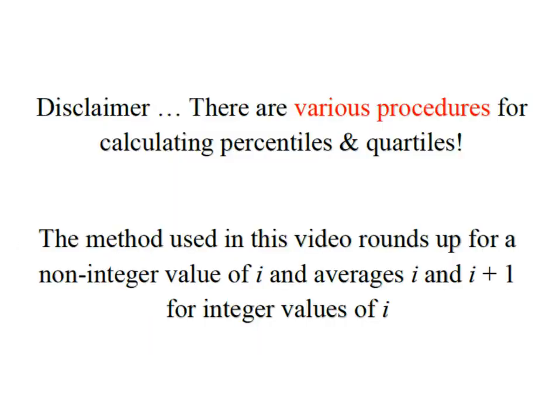First, a disclaimer. There are several procedures for calculating percentiles and quartiles. So the method I'm going to use in this video rounds up for a non-integer value of the index and then averages the index and the value right beyond the index for integer values of I. And I'll explain what that means in a second.